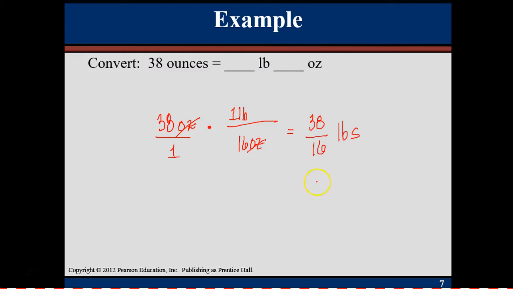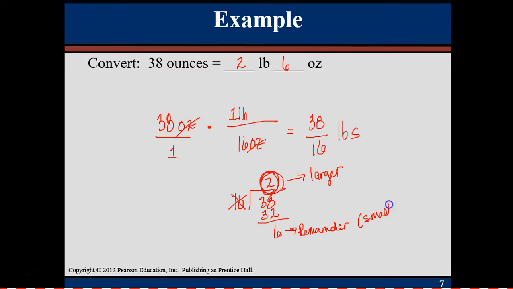Well, 16 goes into 38 twice, but that would leave me a remainder of 6. The large answer up on the top here, the quotient, is how many of the larger pieces you have, and your remainder down here is how many of the smaller pieces that you have left. You won't need this anymore. And it will always work this way, that this is the larger portion, the larger measurement, and this guy is the smaller, the remainder.